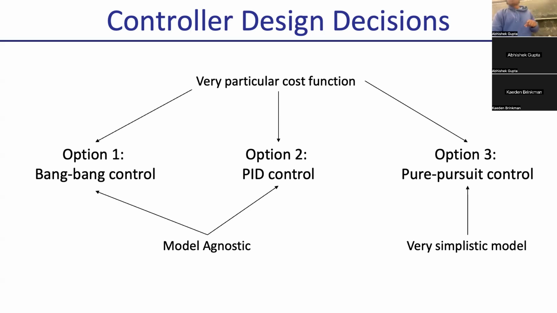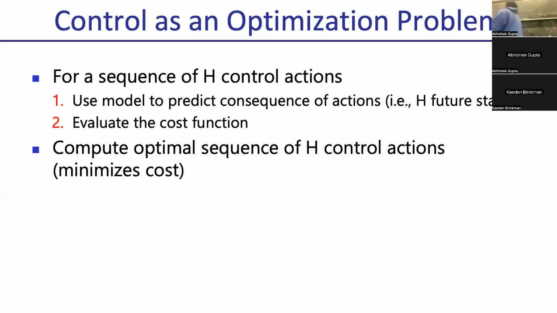Okay. So what we're going to do is try and reformulate control as an optimization problem. We're going to consider a finite horizon problem. So you're going to act for H steps in the world, right? Let's say your robot is here. You're going to act for H steps in the world.